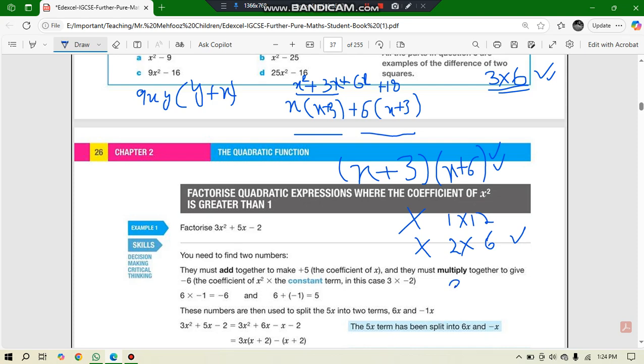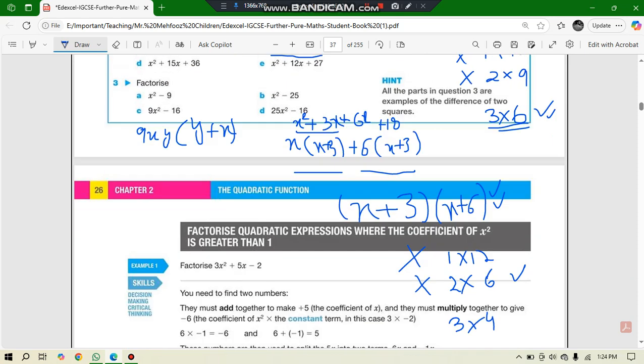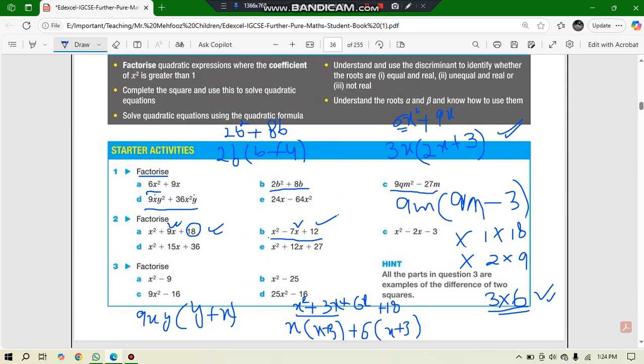The third one is 3 multiplied by 4. When we multiply it, your answer will be 12, and when we add these two numbers, your answer will be 7. So that's true, but now we are dealing with negative 7x. So it means that we use the pair negative 3 and negative 4. If we multiply these two numbers, your answer will be 12, and when we add these two numbers, your answer will be negative 7, right? So this is your required pair.